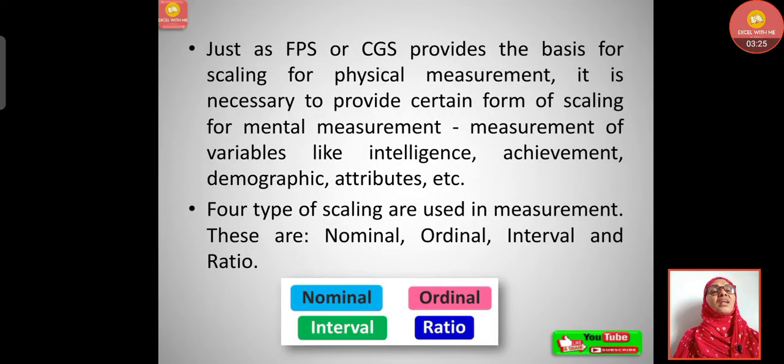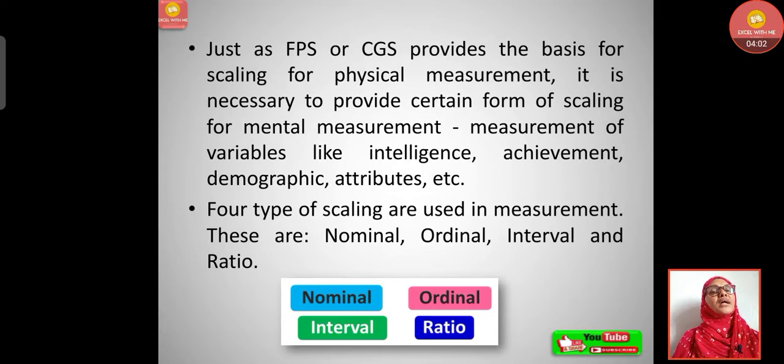length. Now, just as FPS or CGS provides the basis for scaling for physical measurement, it is necessary to provide a certain form of scaling for mental measurement. Now, measurement of variables like intelligence, achievement, demographic attributes, etc. So we cannot measure them directly. So we need some help, like how we measure the physical attributes. We cannot measure all these variables like intelligence, achievement, demography or attributes, etc.